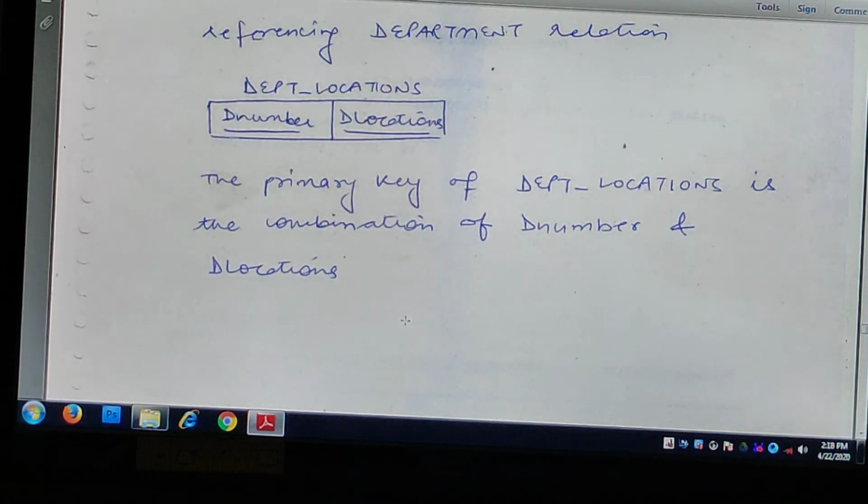So that's it for the mapping of ER model to relational model. I hope you have understood this. Thank you, class.